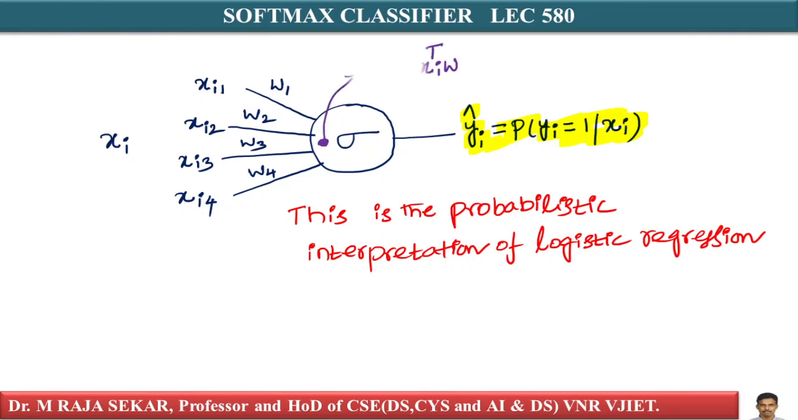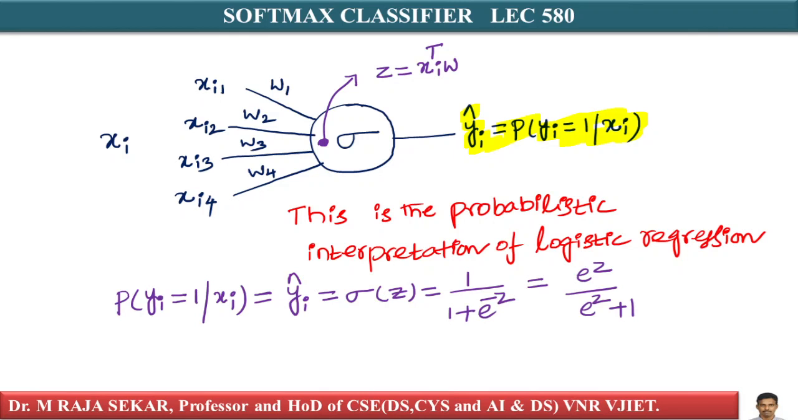The input to sigma is your zi equal to xi transpose w. The probability of yi equal to 1 given xi is equal to yi cap, isn't it? Your yi cap equals sigma of z. Why? Because for sigma, z is the input. What is the sigmoid function? Sigma of z equals 1 by 1 plus e power minus z. If I multiply with e power z in numerator and denominator, I will get e power z by (e power z plus 1). I am just recalling what we already know so that it's a graceful move to Softmax. This is your logistic regression.